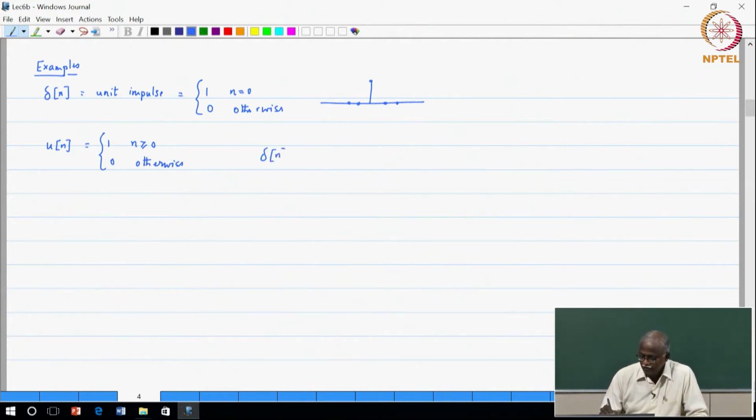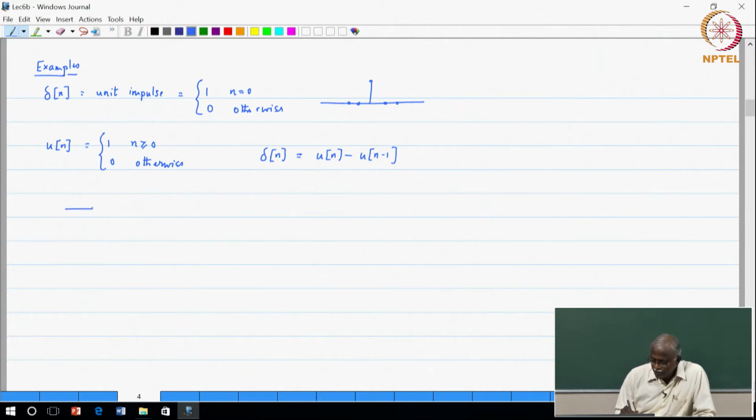So, delta of n can be viewed as u of n minus u of n minus 1, okay, unit step minus the unit step shifted by 1 unit of time. Okay. Again, several such simple sequence manipulations come in handy for specific applications, and then we will highlight that, but something for you to keep in mind. Similarly, there is a unit ramp function which can also be related, and several interesting results can be obtained. I am sure you can look up the references.